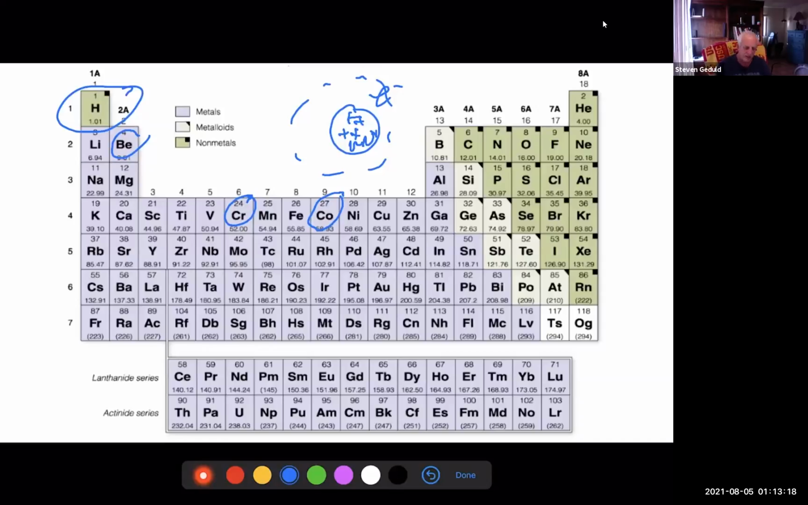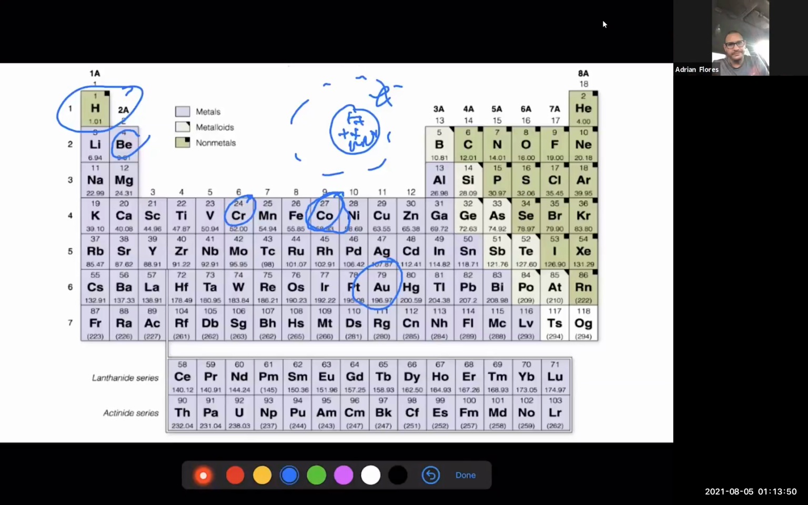So the number of protons determines your element. If you look at cobalt, you see that number 27 above it? It has 27 protons. Gold, Au, is right there, and has 79 protons. So every element is determined by this number of protons. Protons have a mass of 1, neutrons have a mass of 1, electrons have basically a mass of 0. They're very, very light in comparison.